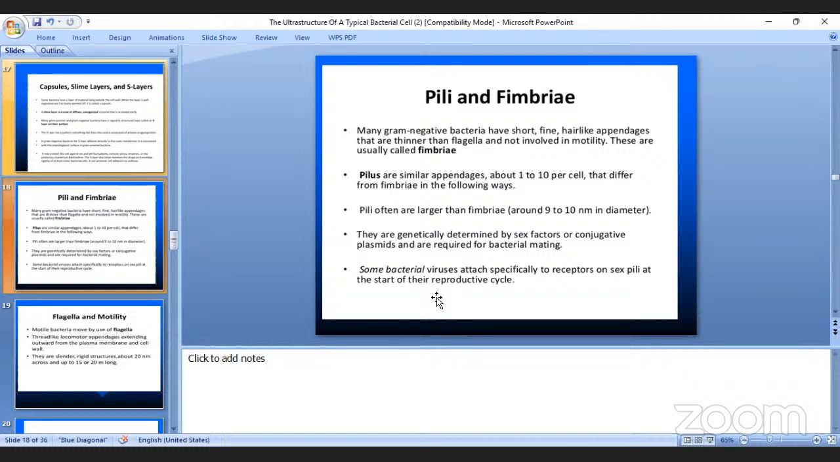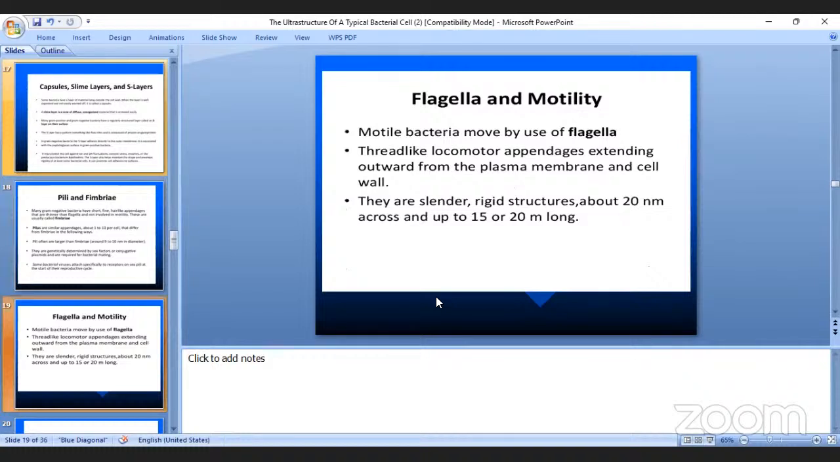So the other type of pili is called sex pili, whose function is involved in reproduction, to attach one bacterium to another. And flagella: apart from pili and fimbriae, motile bacteria move by use of flagella. You must have seen flagella in the diagram. They are thread-like locomotor appendages extending outward from the plasma membrane and cell wall. They are slender, rigid structures.